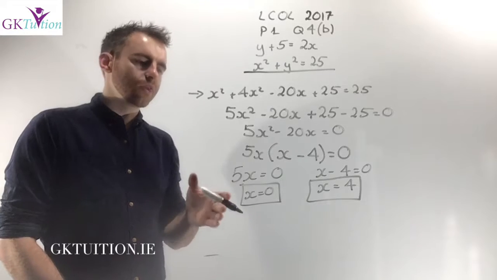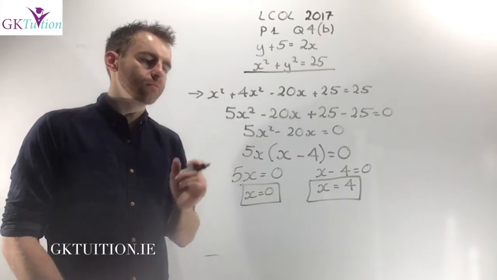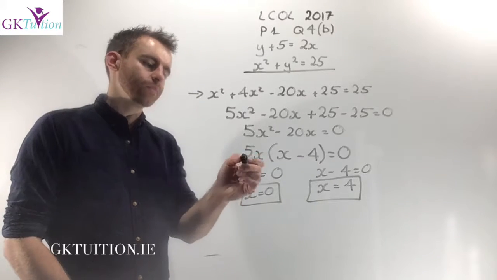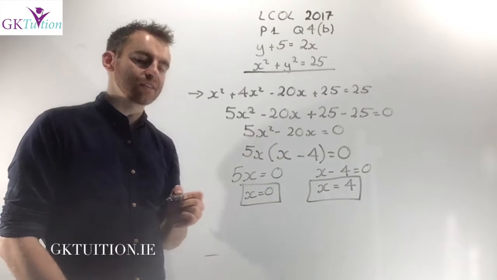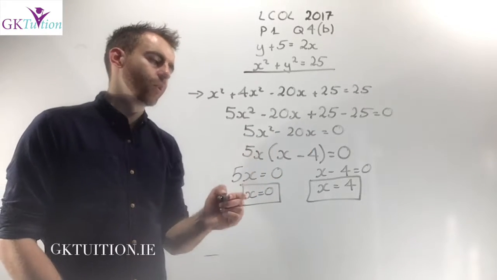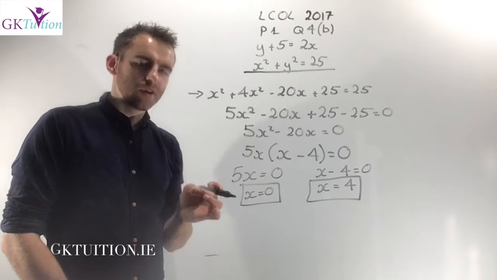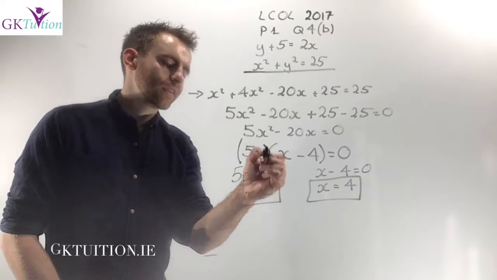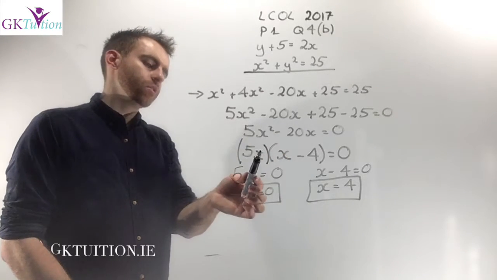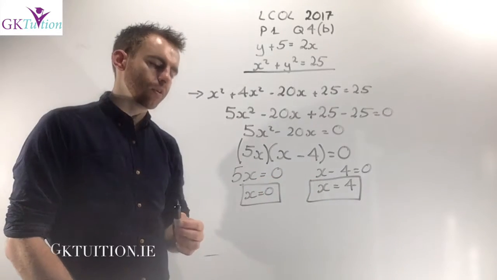In order to factorize this, all you can do is take out the common term. So the common term in these two is 5x. If you take out 5x, 5x squared goes x times. 5x into minus 20x goes minus 4 times. They're the factors, but obviously we need to solve this. Now in order to solve it, you need to let each bit equal to 0. So you need to let 5x equal to 0 and also let x minus 4 equal to 0.